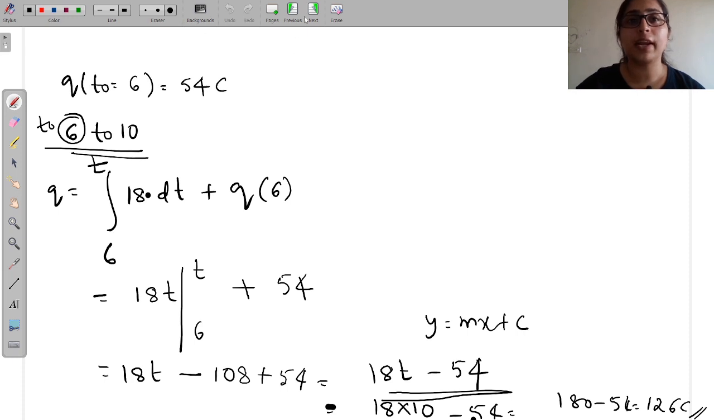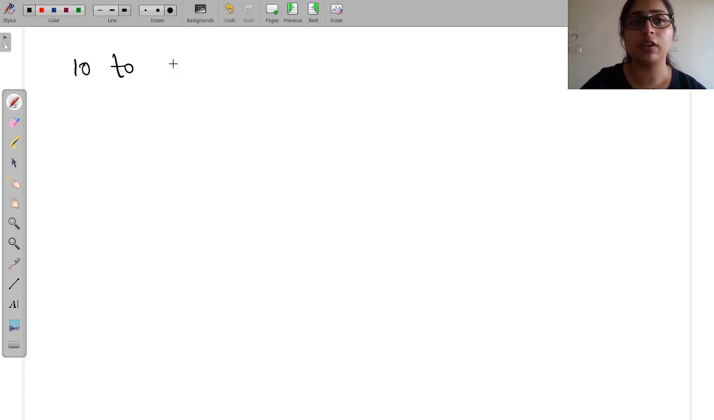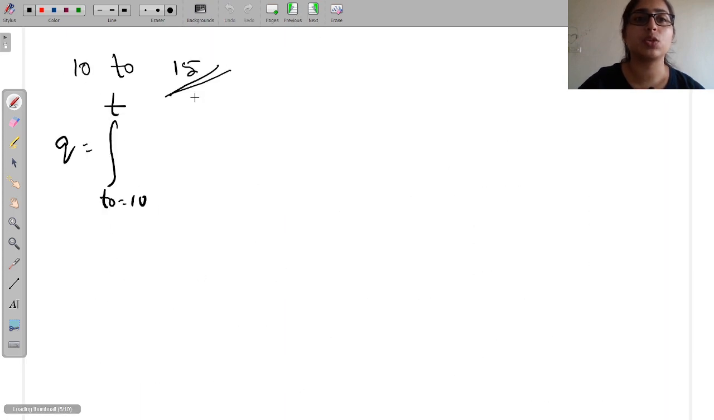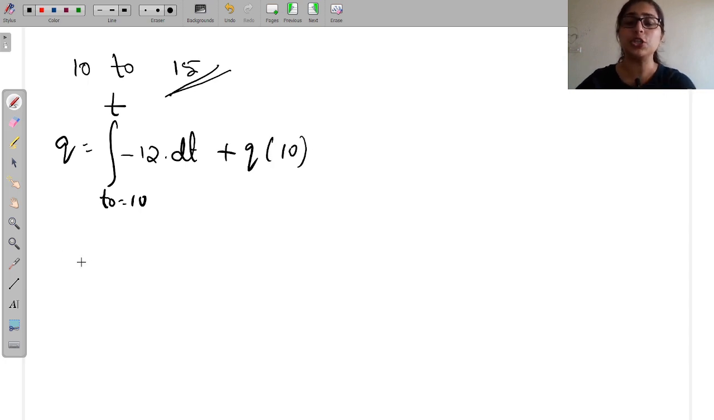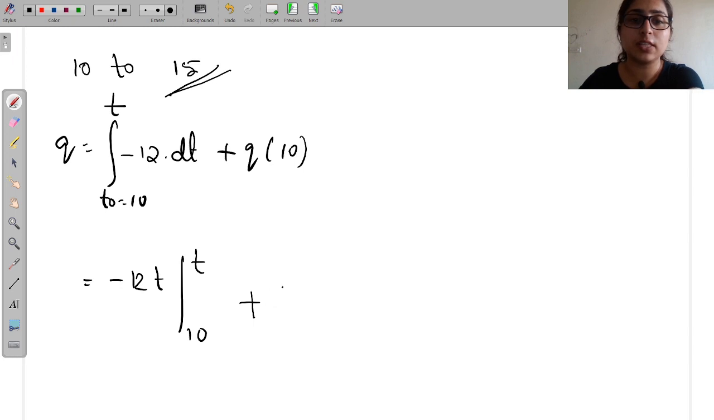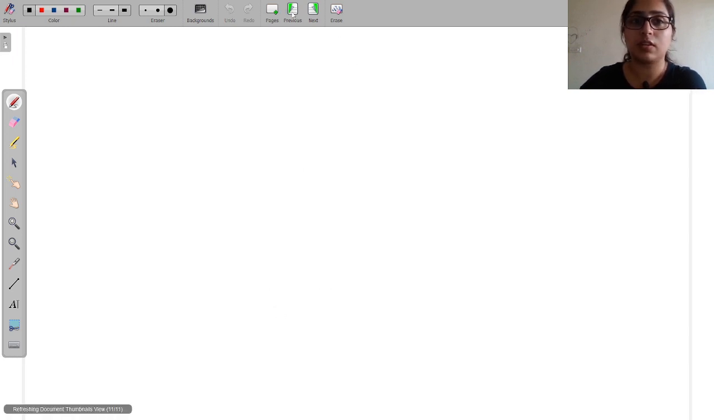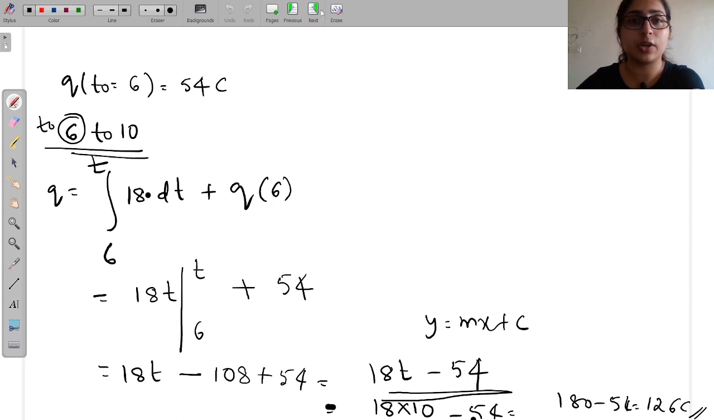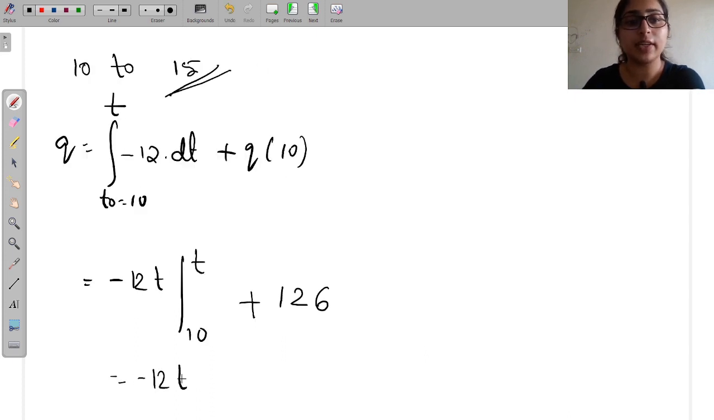Next, from 10 to 15, t naught is equal to 10. So it is the integral of minus 12 dt plus Q of 10, that is the initial charge which is present till 10 seconds. So minus 12t, with limits t and 10, plus 126. So minus 12t plus 120 plus 126, that is minus 12t plus 246.